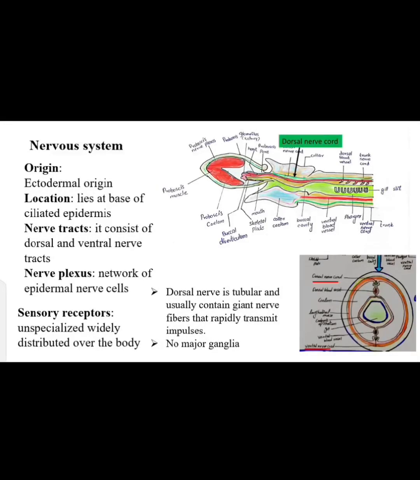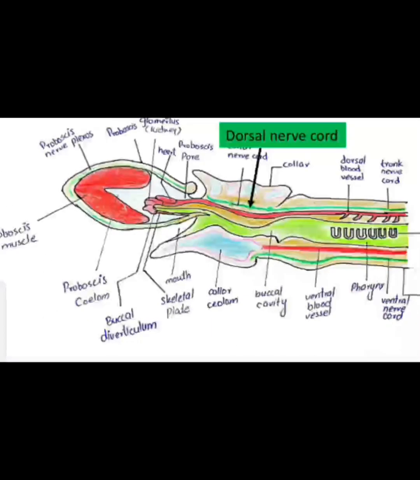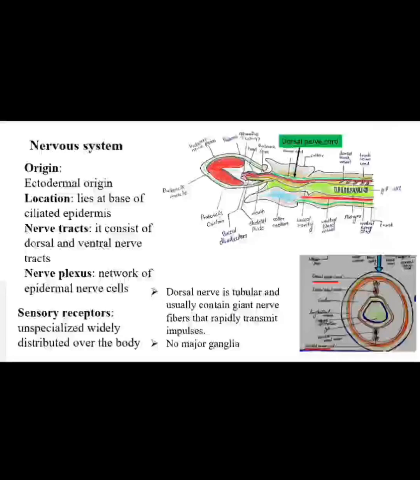The nervous system of an acorn worm is ectodermal in origin. It lies at the base of the ciliated epidermis. Nerve tracts include dorsal and ventral nerve tracts or nerve cords. A network of epidermal nerve cells called a nerve plexus is present.